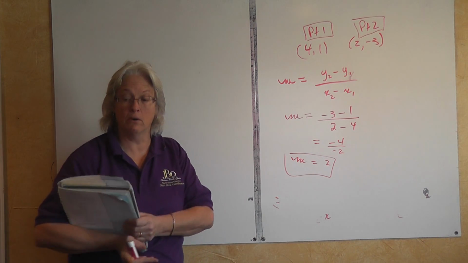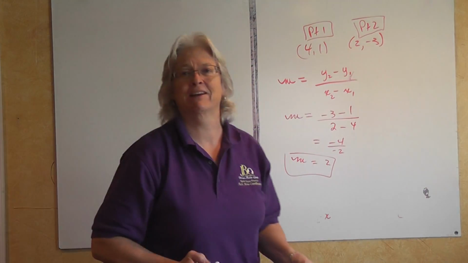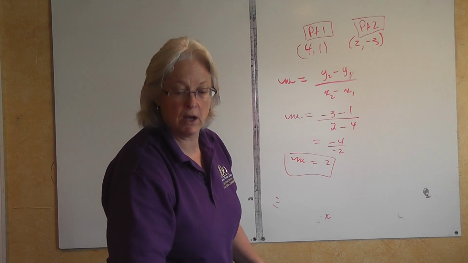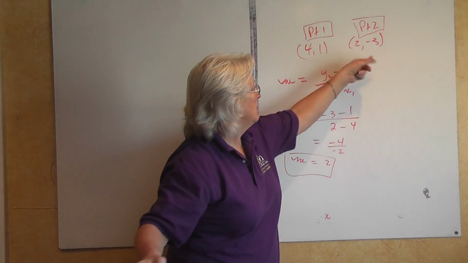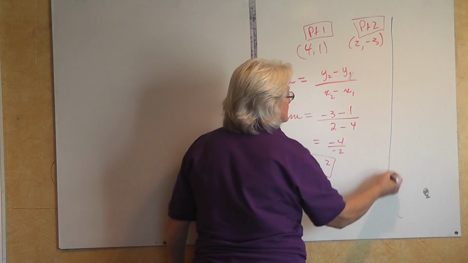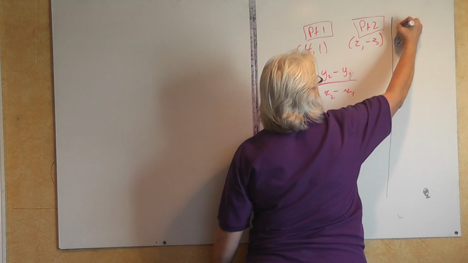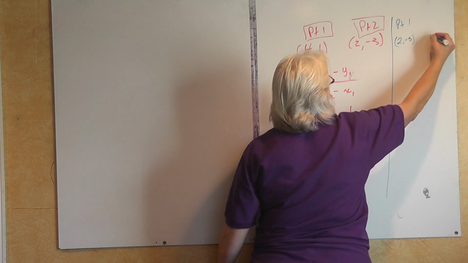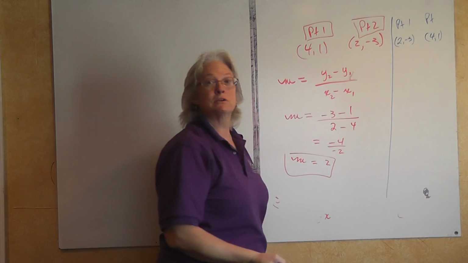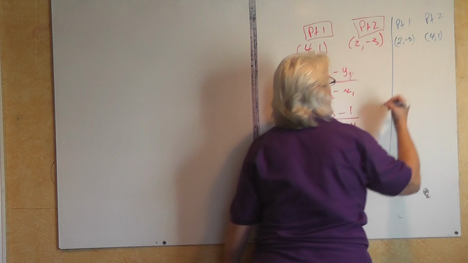Well, I know easily what y'all are thinking right now. Miss Betsy, what if I wanted different points to be point 1 and point 2? So let's see what happens. Let's say that we have (2, -3) as point 1, and we have (4, 1) as point 2.